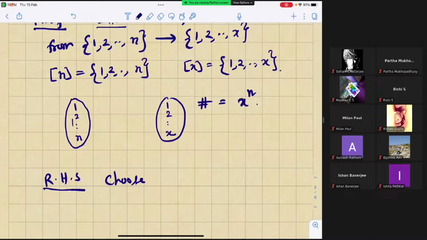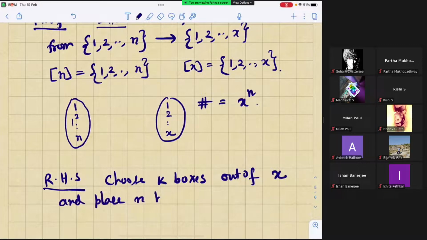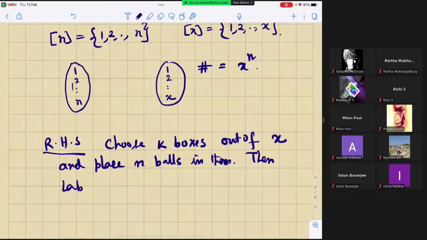Okay, k boxes means in your language it's a subset, same thing. So choose k boxes. Sometimes I'm making it more intuitive, so I'm interchangeably using box, set, all these words, so that it becomes more fun than tedious writing. Choose k boxes out of x and place n balls in them, then label the boxes.